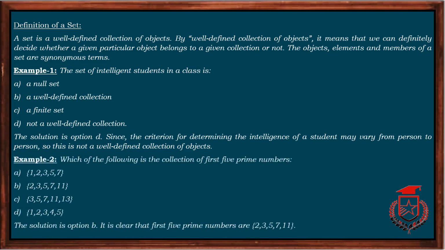Let's look at another example. Which of the following is the collection of first 5 prime numbers? Option A, 1, 2, 3, 5, 7; option B, 2, 3, 5, 7, 11; option C, 3, 5, 7, 11, 13; option D, 1, 2, 3, 4, 5. The solution is option B. It is clear that the first 5 prime numbers are 2, 3, 5, 7, 11.